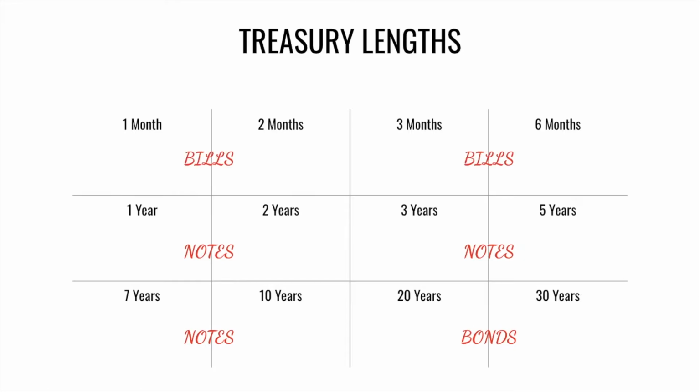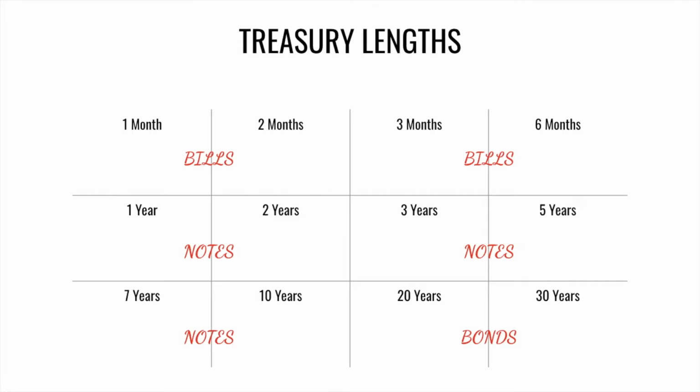And then finally you have treasury bills. And those are all of your treasury lengths that are less than a year. So 1 month, 2 months, 3 months, and 6 months. Now even though the US government has it broken down into three different categories, bills, notes, and bonds, all of these function in the same way that bonds work.